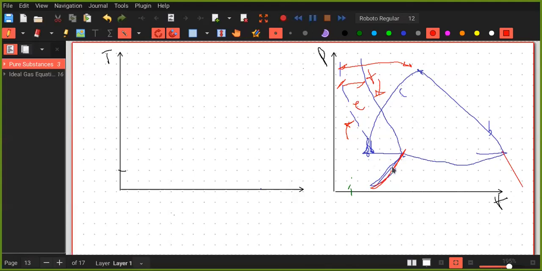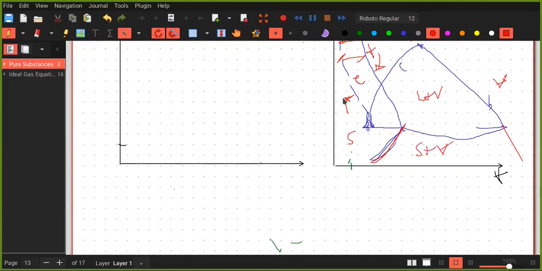If we look at a PT diagram, we'll get a sublimation curve. Here we have a surface or a region where sublimation occurs. This region we have solid. Here we also have solid plus vapor. Here we have vapor. Here liquid plus vapor.